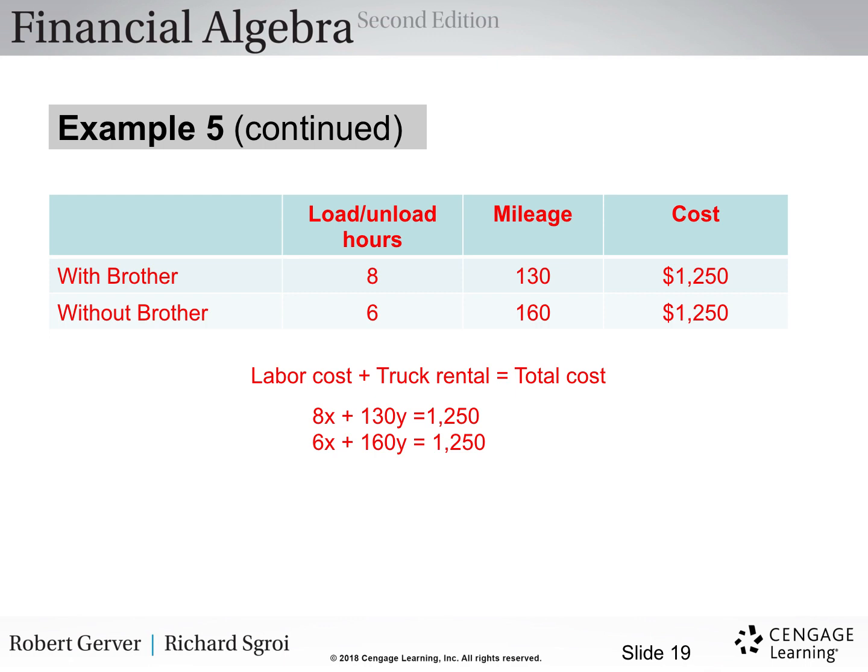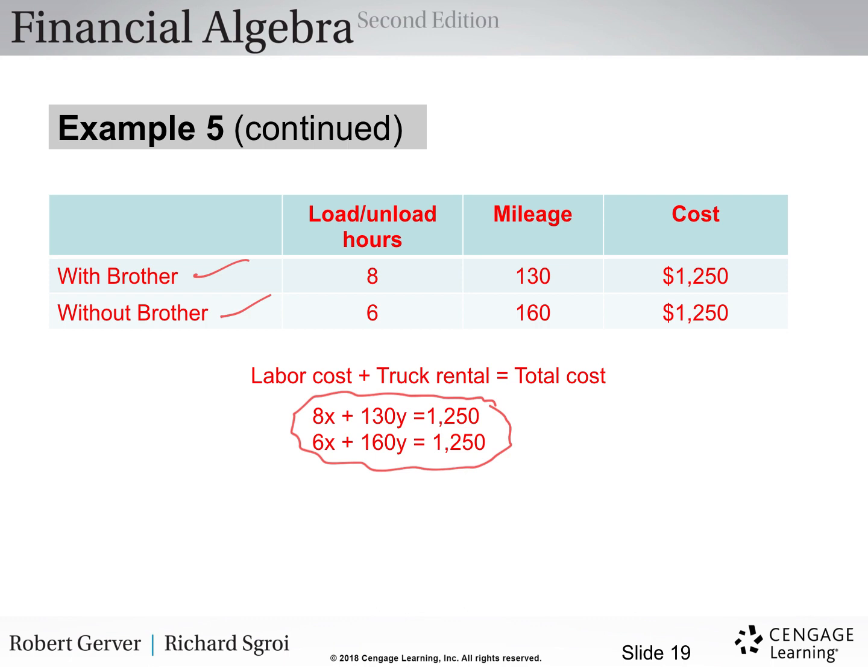Well, you can see that with the brother and without the brother, we can create two equations here, okay? Based on 8 times the cost for loading and unloading, plus 130 times y, and y is the cost per mile for the truck rental. So in the top case, we've got 8x plus 130y is equal to 1250. And in the second case, when we have 6x plus 160y is equal to 1250.